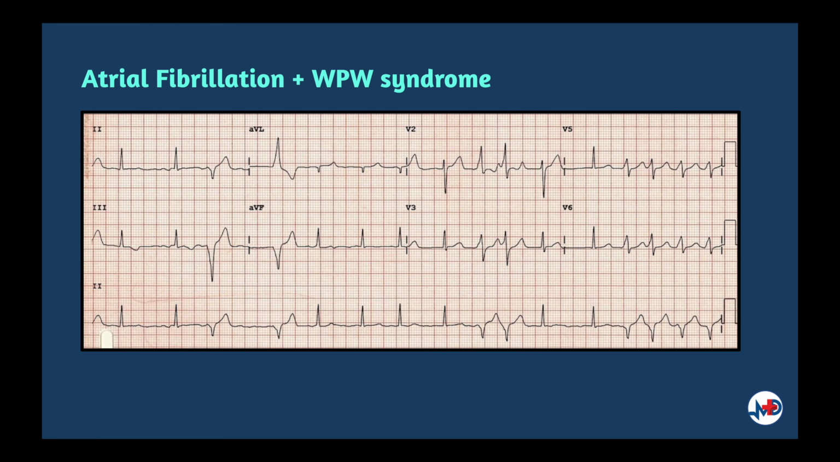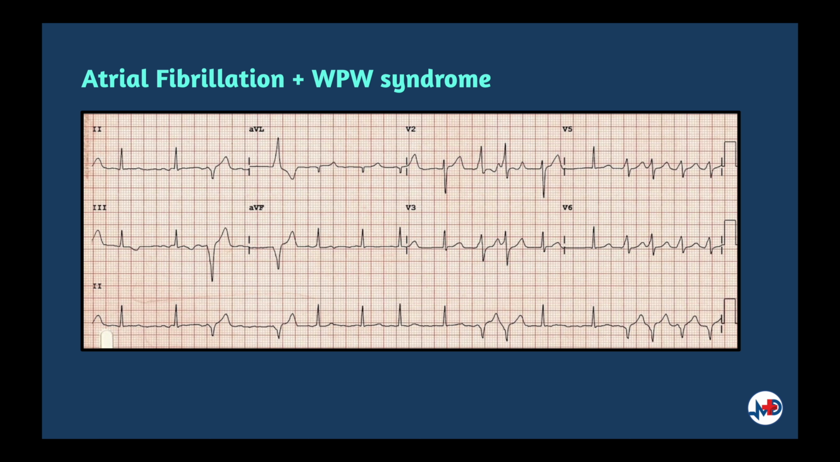And finally, under the topic of wide complex tachycardia which are irregular, we have atrial fibrillation with WPW syndrome. And here you can see that there is intermittent pre-excitation. Some of the impulses are transmitted via the accessory pathway, the pre-excited beats, producing characteristic delta waves typically seen in V3, and other impulses are transmitted via the AV node, producing narrow QRS complexes.